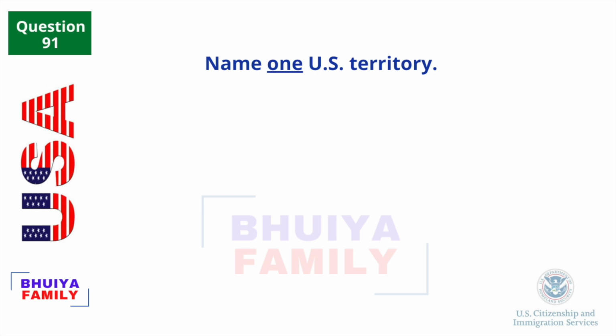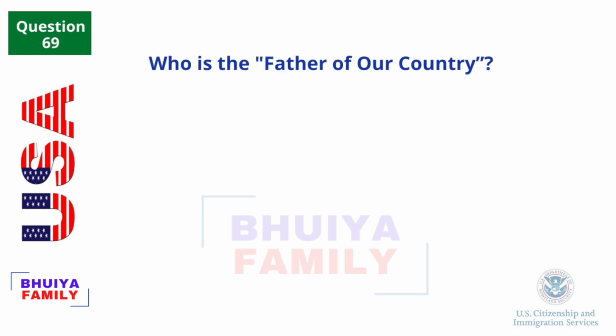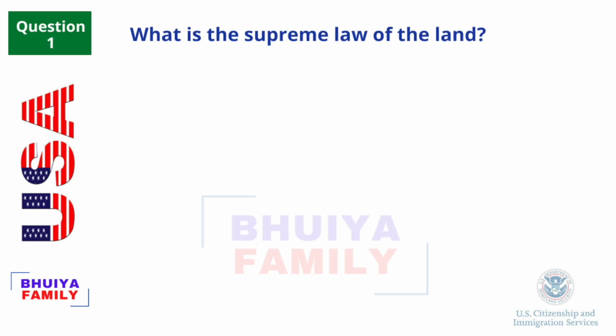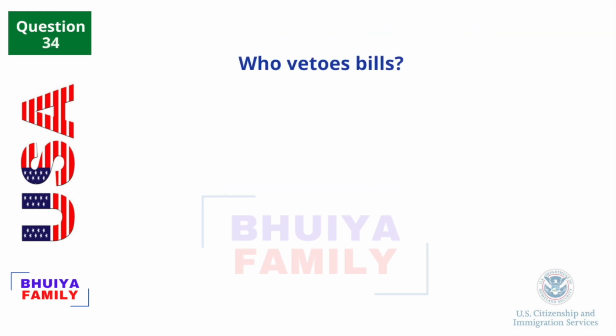Name one US territory. Guam. Who is the father of our country? George Washington. What is the supreme law of the land? The Constitution. Who vetoes bills? The President.